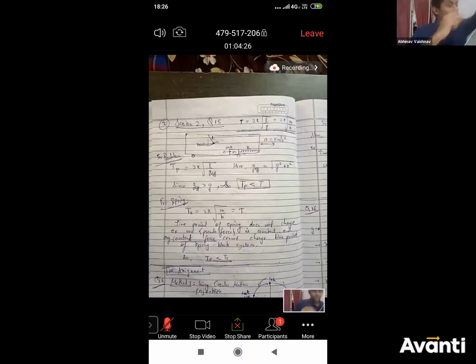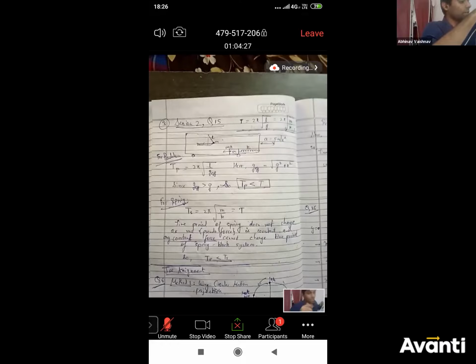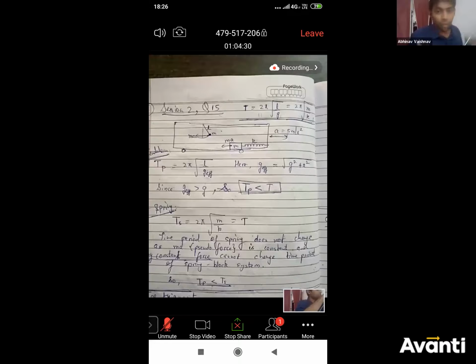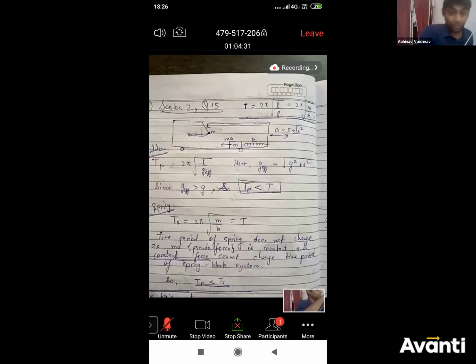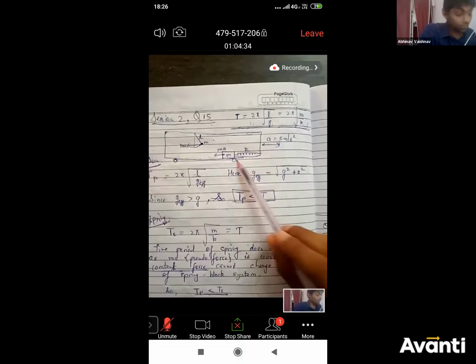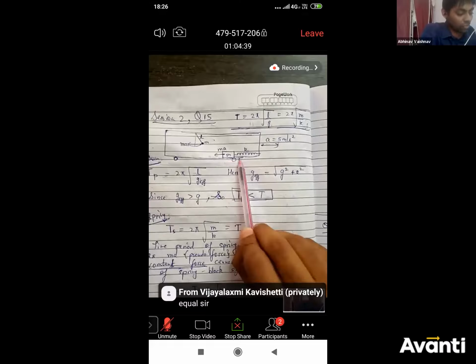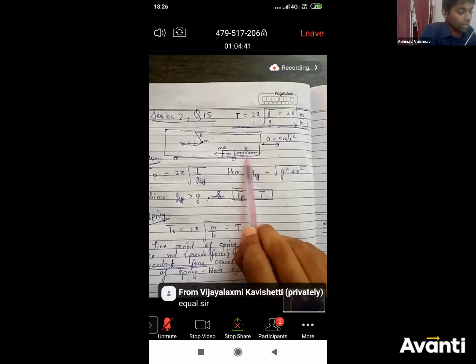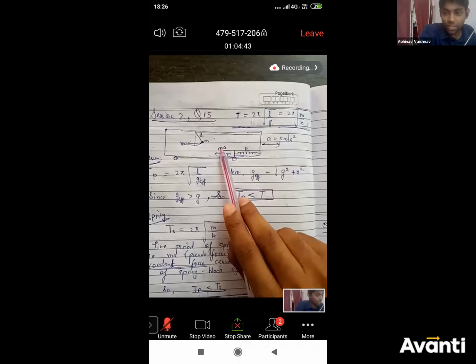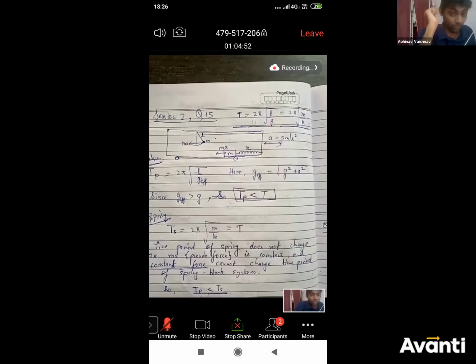All right. Okay. So the question is this. It says we have a train. This is a train. So in the train we have a pendulum and we also have a spring block system. This is a spring block system. This is a pendulum. Initially the train was at rest. So when the train was at rest, the time period of both of them was equal. The time period of both of them was T.